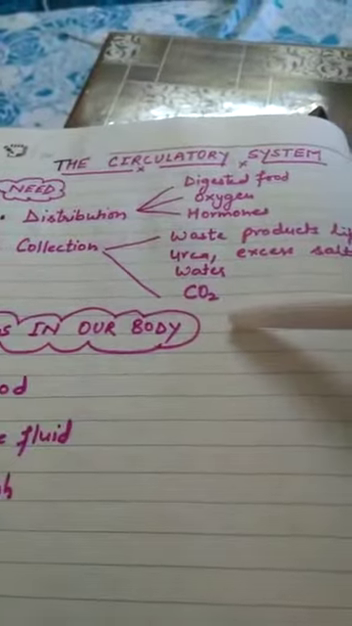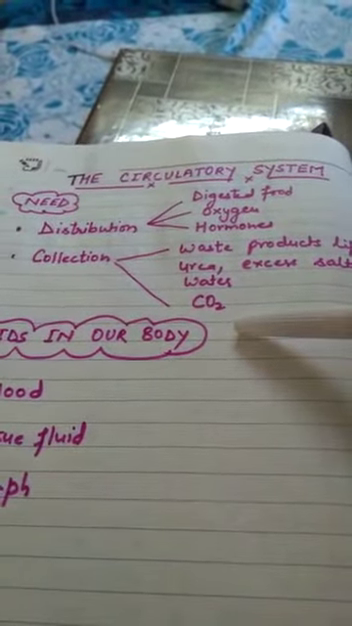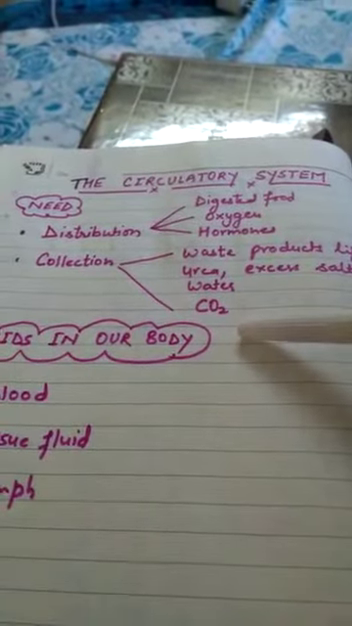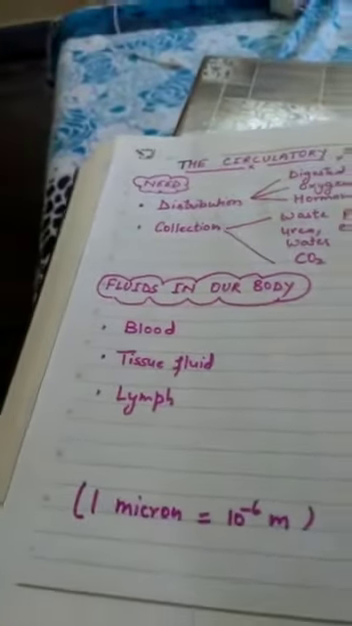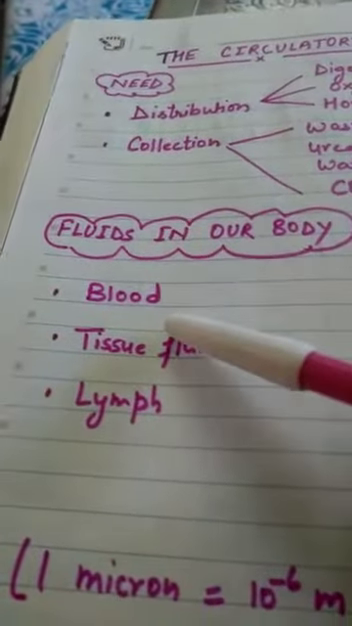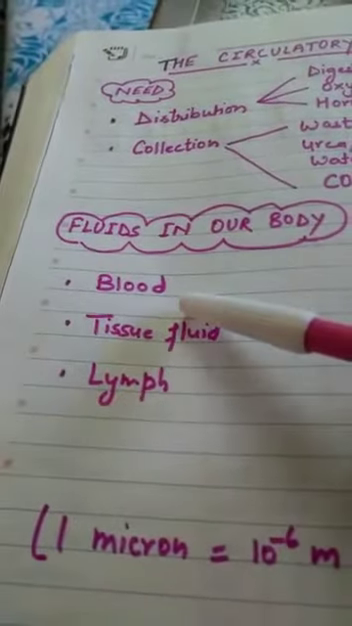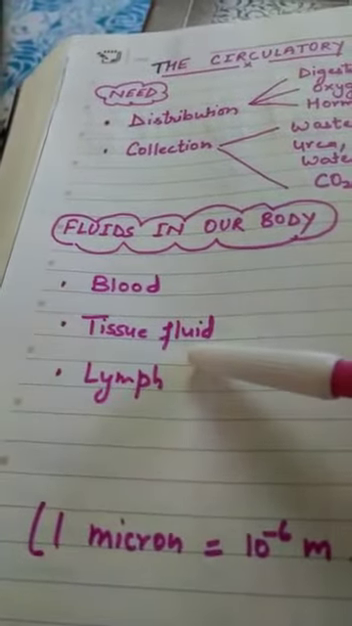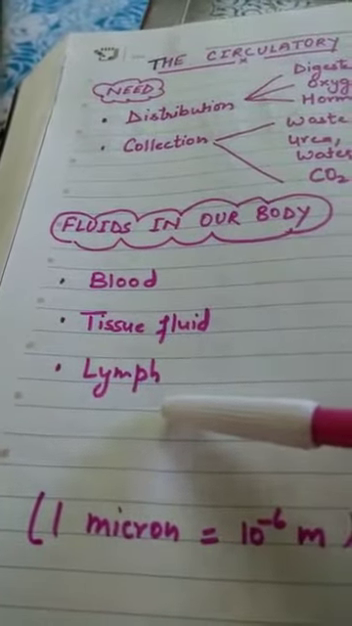In the same way, carbon dioxide is collected from various cells of the body and taken to the lungs. From there it is given out of the body. Now in your body there are three types of circulatory fluids present. First is blood, second is tissue fluid, and third is lymph.